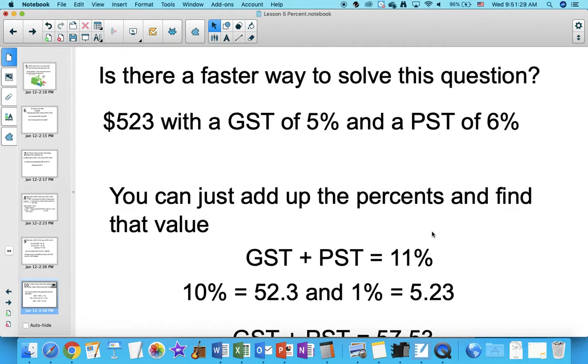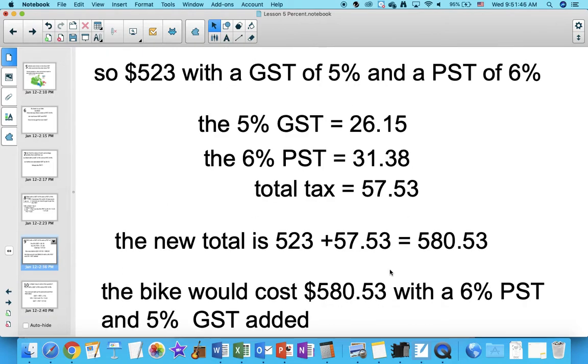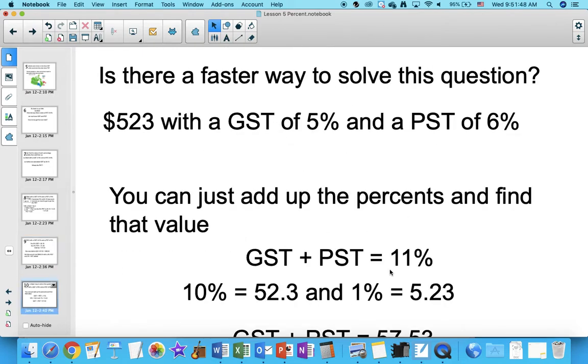Is there a faster way to solve this problem? Well, you can add up the percents and find the value. So you can take the GST and PST and add them together, which makes it 11%. So you find the 10%, you find the 1%, add them together, 57.53, just like before. So you can either find the 5% and the 6% separately, or you can add the 5 and 6 together and find that percentage.